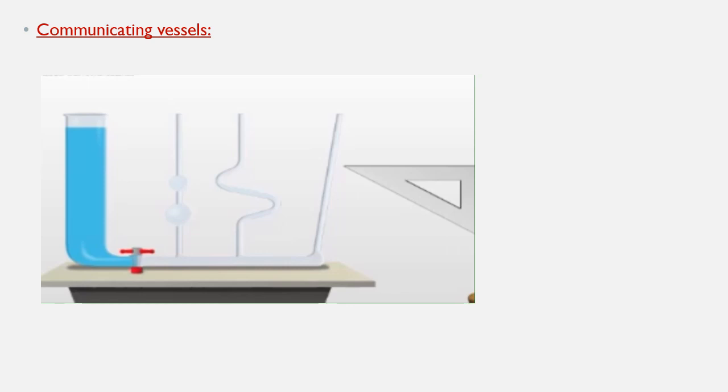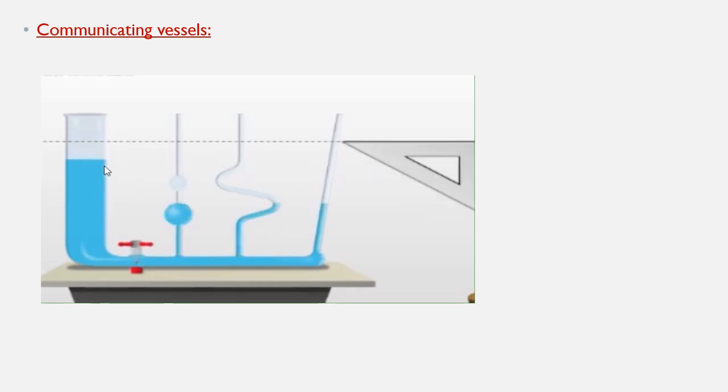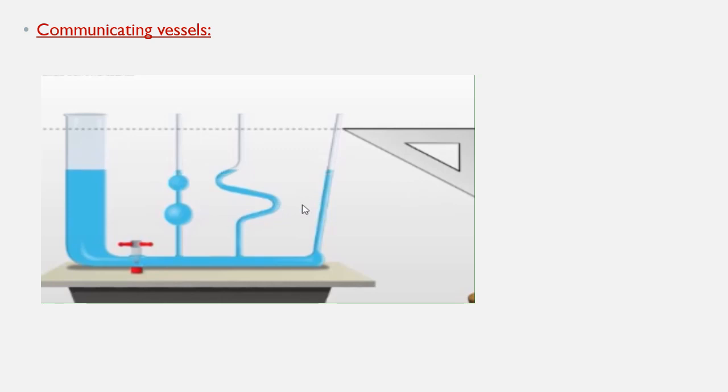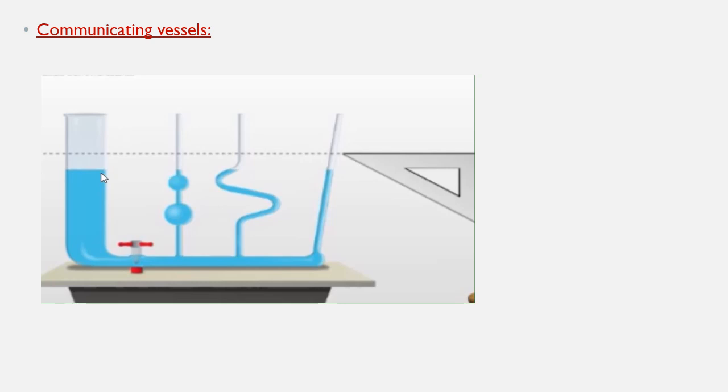Let's take a small example. Here we have a communicating vessel made up of 4 vessels connected to each other by a tube, but here the tube is closed. If we open the tube, we can observe that the water will fall down from the first vessel and will fill all the other vessels. And as you can observe, all the vessels have the same level.